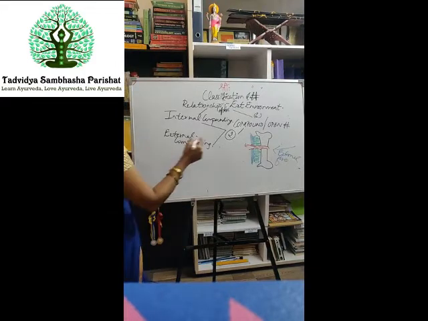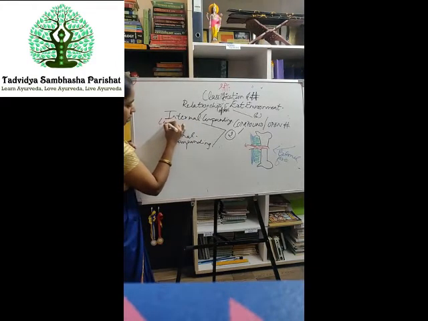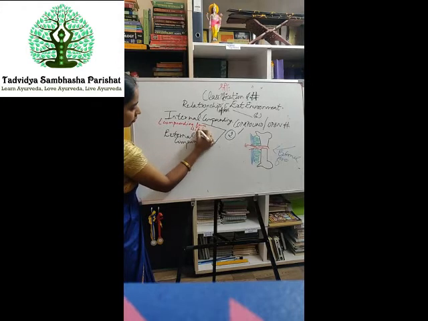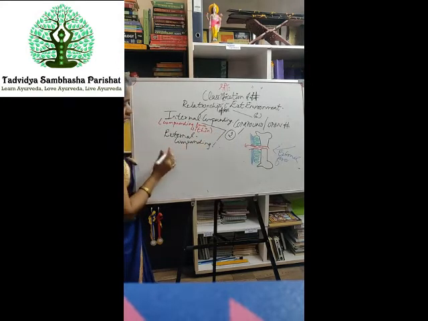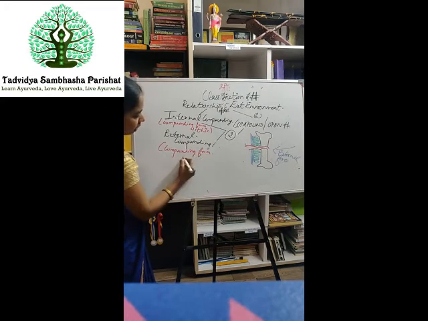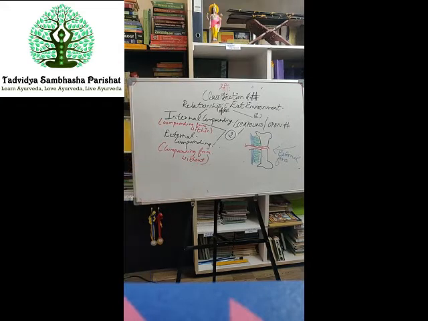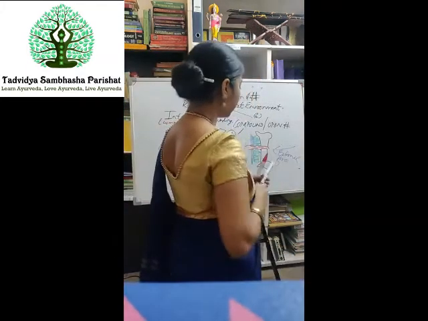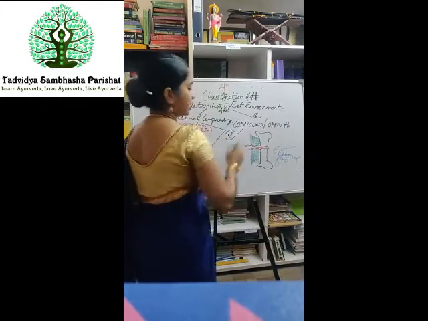It is also called, there are two names for it. This is also called compounding from within and this is called compounding from without. So compounding from within, compounding from without. Now what happens in the case of compounding from within? So here we will see that this is the bone.